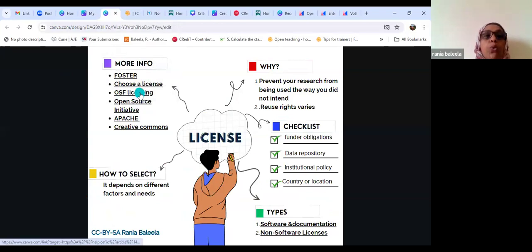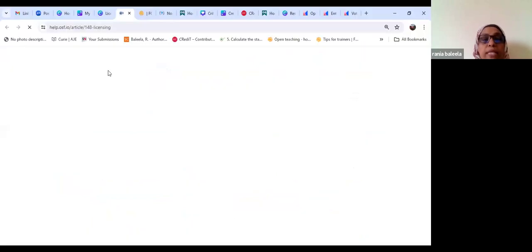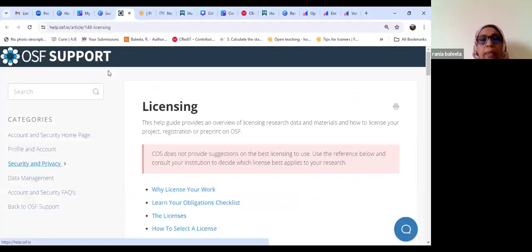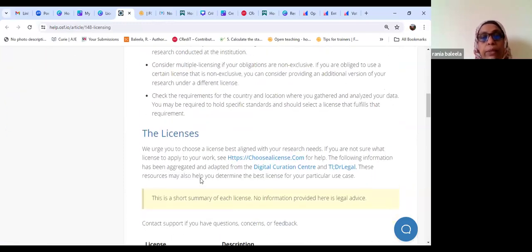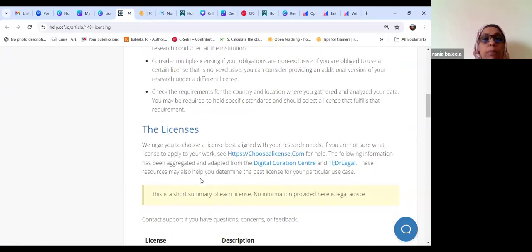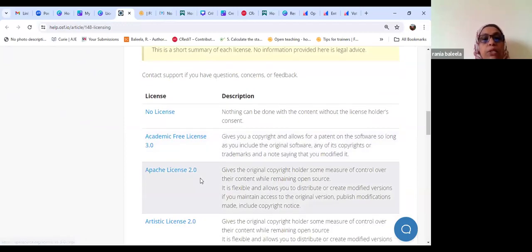You can go to OSF, Open Science Framework, and check the licensing document there about why you need to license your work, your obligations, the checklist, the licenses, different types of licenses, how to select a license using Choose a License as well. Licensing resources are available here as well. It's a huge document with lots of useful information that you can use.